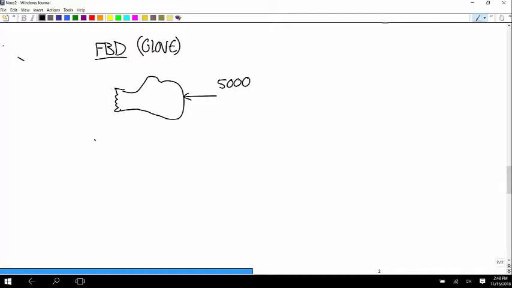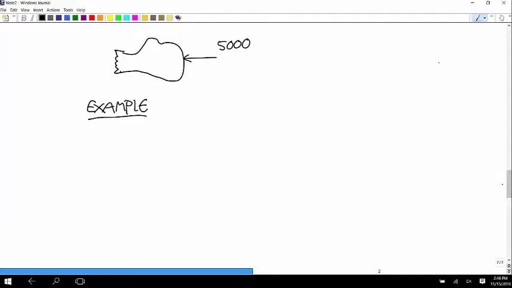Okay, so let's do an example. All right, so let's say that there are three carts rolling along a horizontal surface.